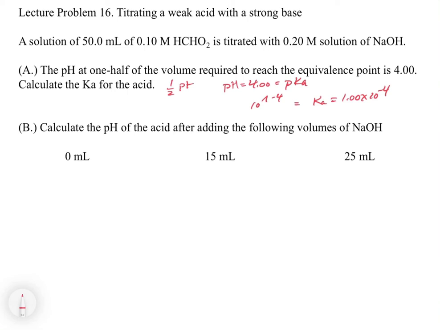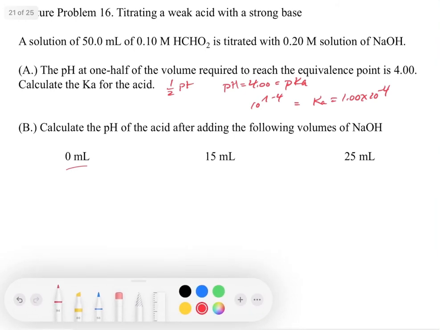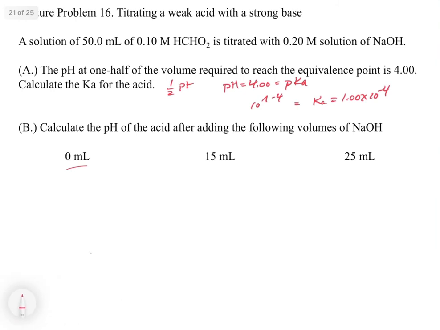So now it says calculate the pH of the acid after adding the following volumes of NaOH. So we have 0 mils, 15 mils, and 25 mils. So what we're going to do is we're going to work each one of these out down below. And I'm going to highlight which one we're working on by underlining it as we go along. Okay, so we're going to start with the 0 mils. So now if you remember, at 0 mils, we're going to kind of sketch out our titration curve here.